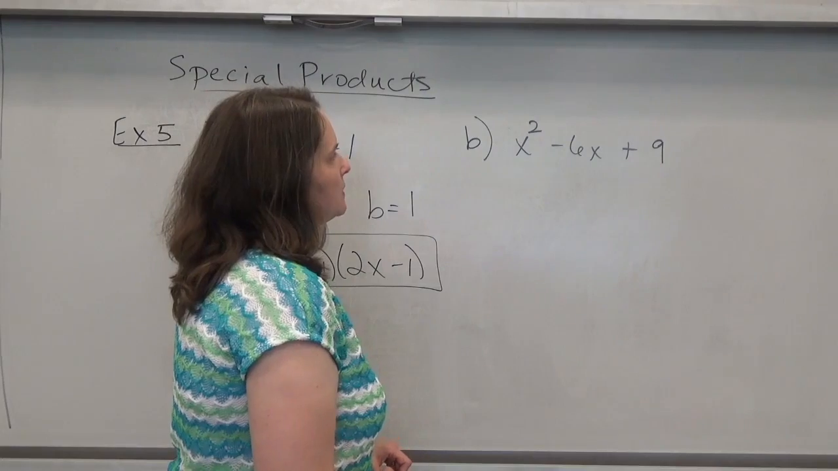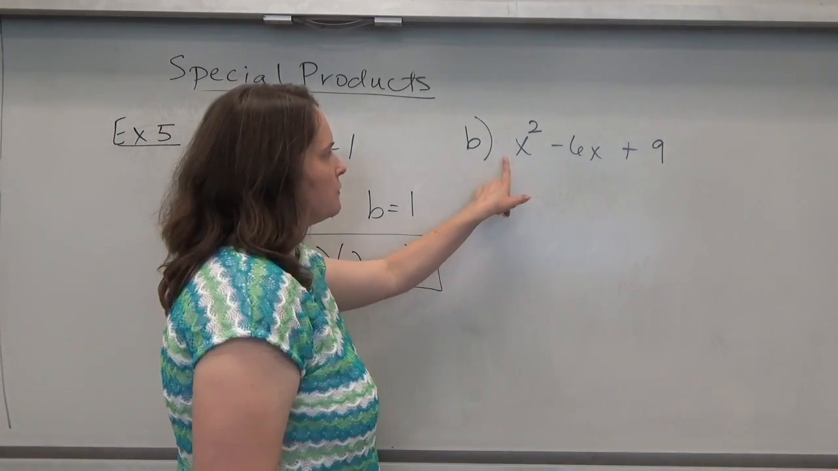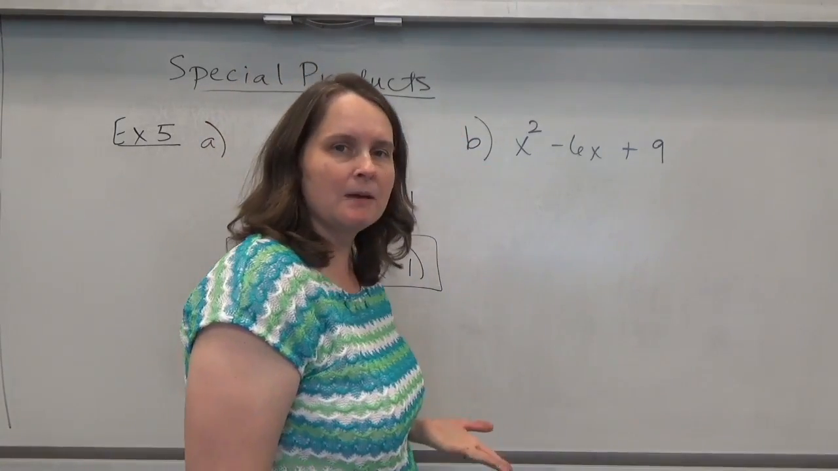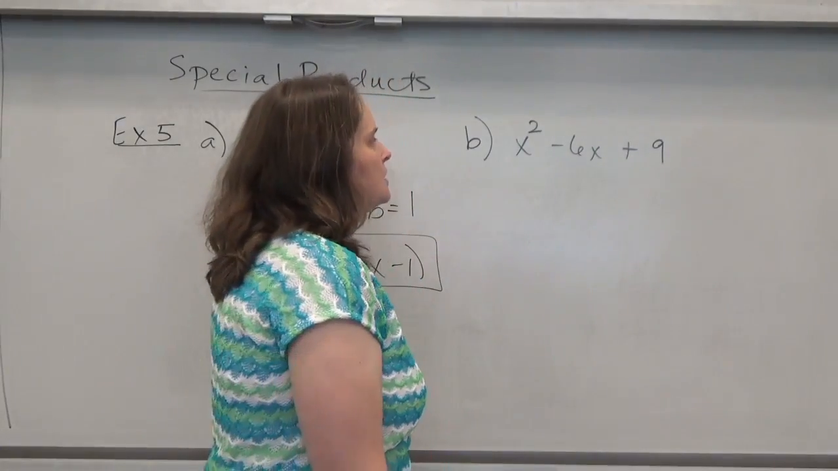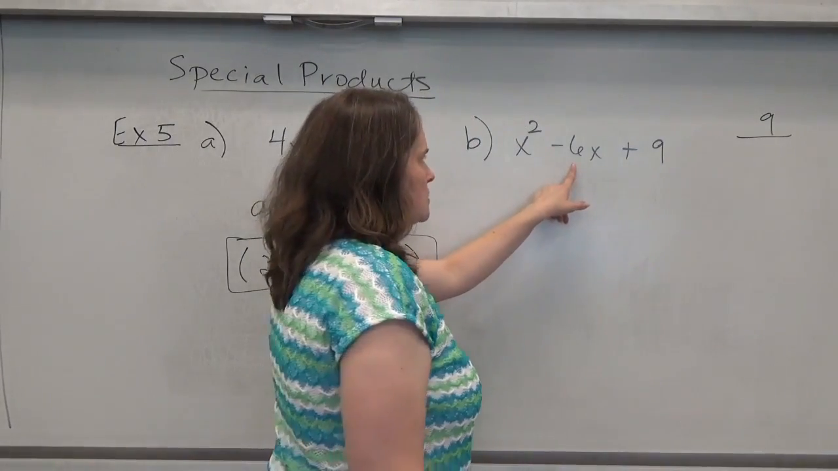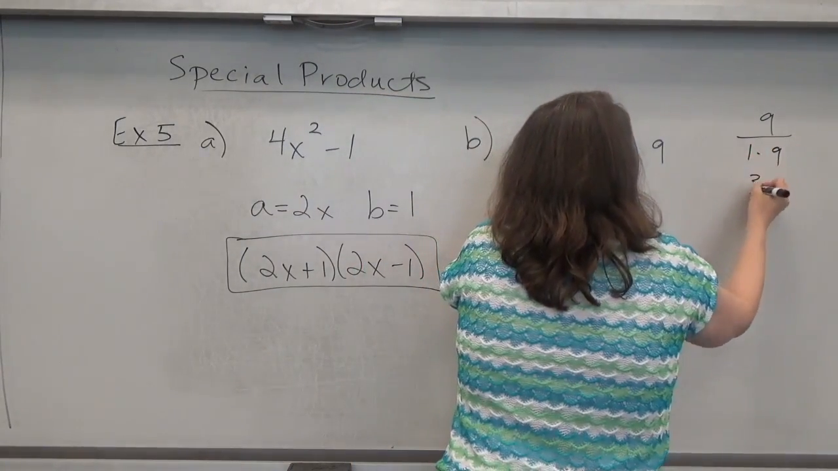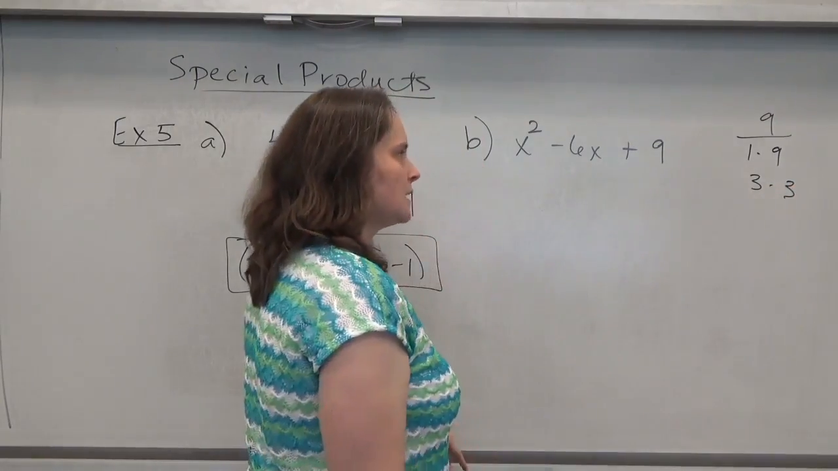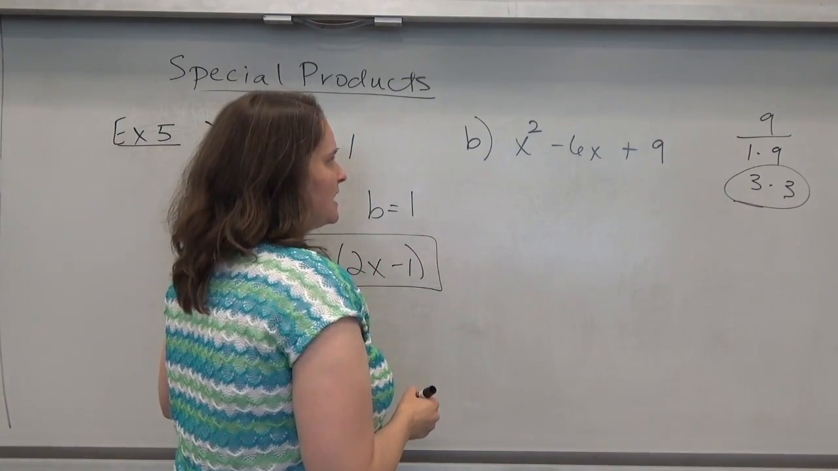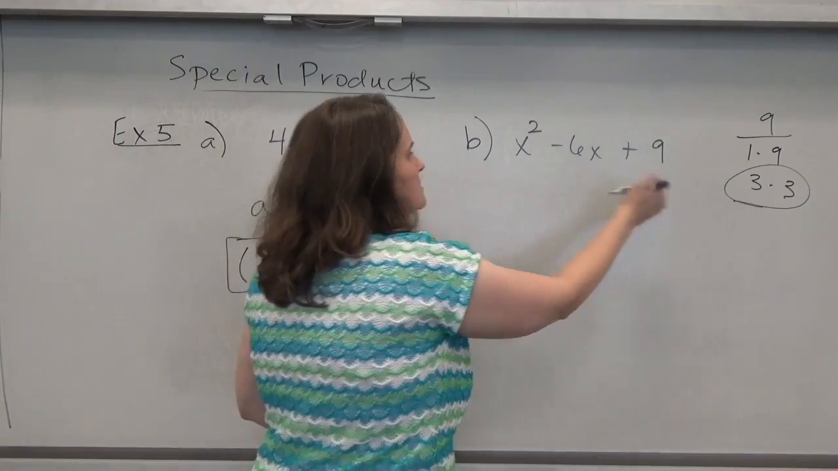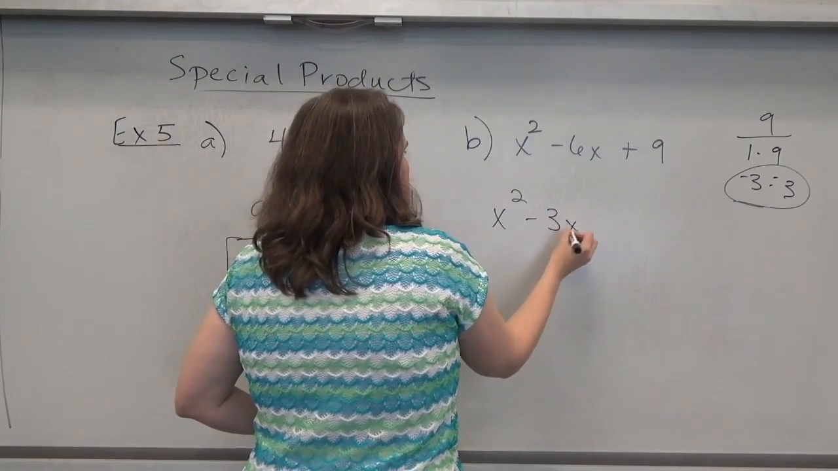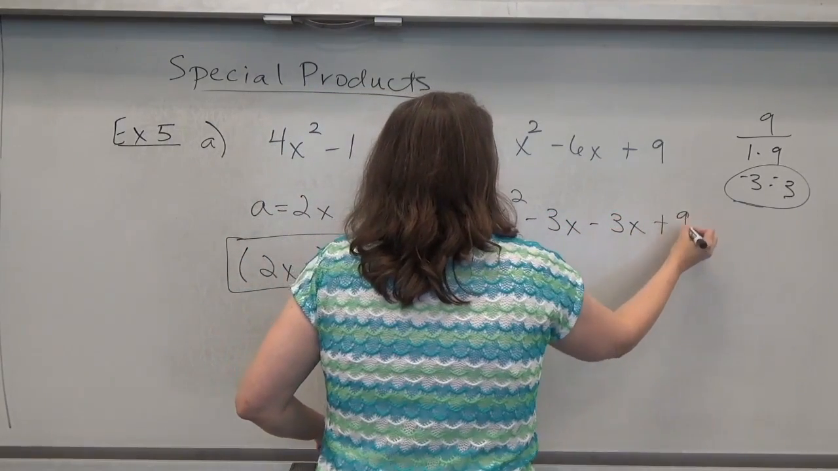In order to do the grouping method, first of all, your first term coefficient is a 1. So if you're thinking of the A times C method, it's 1 times 9. So you need factors of 9 that you can add or subtract to give you a negative 6. So you could do 1 times 9 or 3 times 3. Okay, we're going to need to do the 3 times 3. All right, and then we need to add these together to give us a negative 6, so they need to both be negative. So we've got x squared minus 3x minus 3x plus 9.